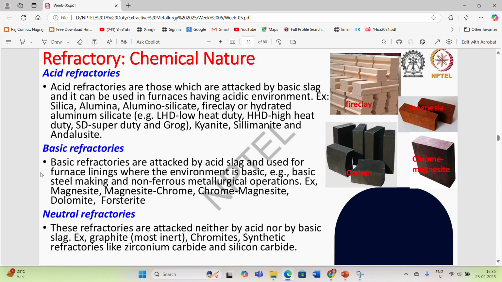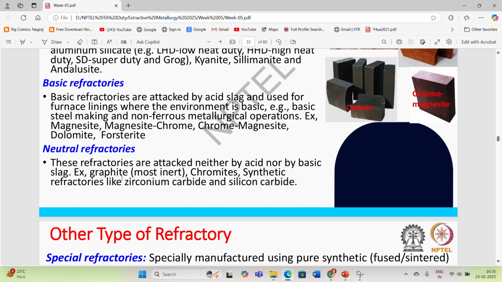While the basic refractory is vice versa to the acid refractory, which is generally used when there is an attack from the acid slag, and used for furnace linings where the environment is basic. So, for acid refractory, we generally use them when the slag chemistry is acidic in nature, while basic refractory we use when the slag chemistry is basic in nature. The basic examples for these basic refractories are magnesite, magnesite chrome or chrome magnesite bricks.